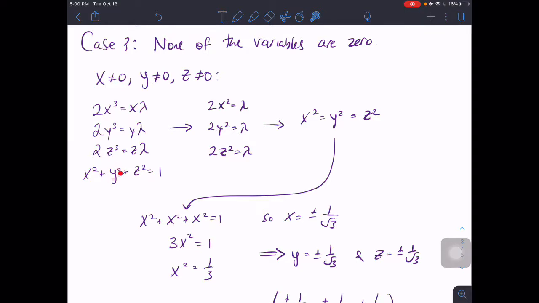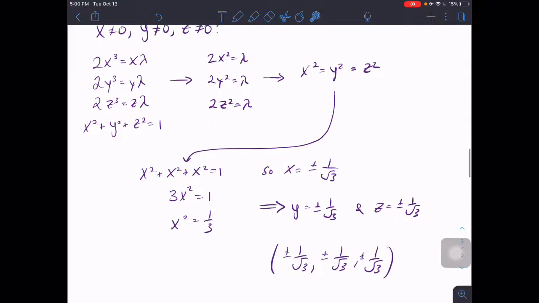And so then the y squared can be replaced with the x squared, and the z squared can be replaced with the x squared as well. Or I could have chosen the y's or the z's, depending. And so therefore I get 3x squared is equal to 1. I divide by 3. I take the square root. So you get that x has to be plus or minus 1 over root 3.